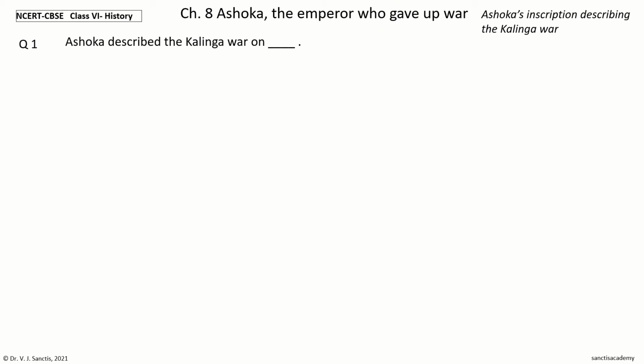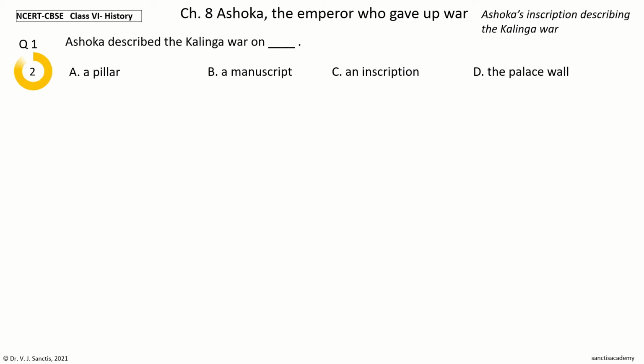Ashoka described the Kalinga War on dash. The options are a pillar, a manuscript, an inscription, the palace wall. Your time to choose. And the answer is an inscription. So, Ashoka described the Kalinga War on an inscription.